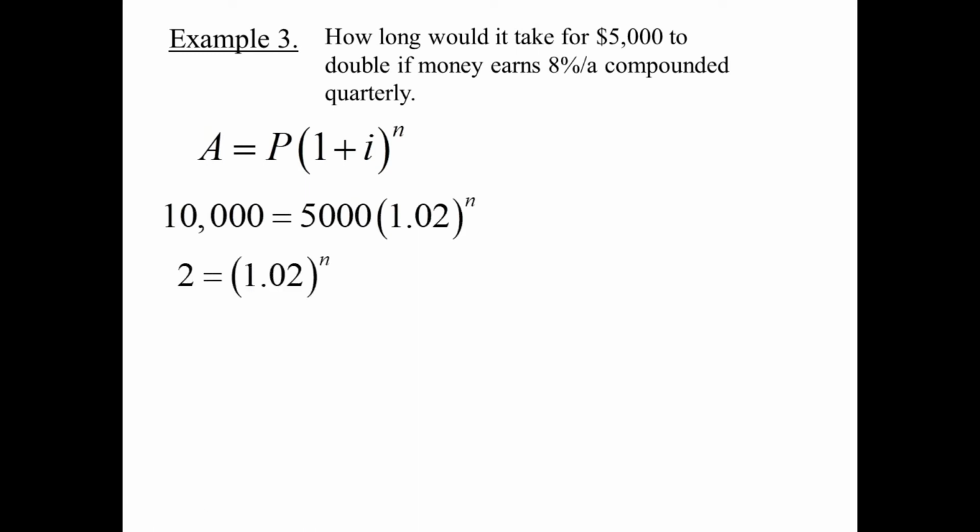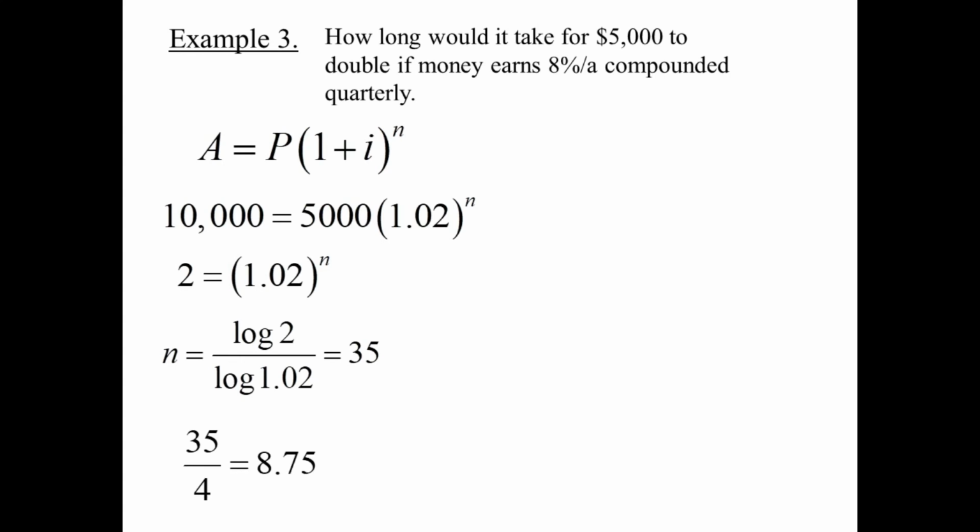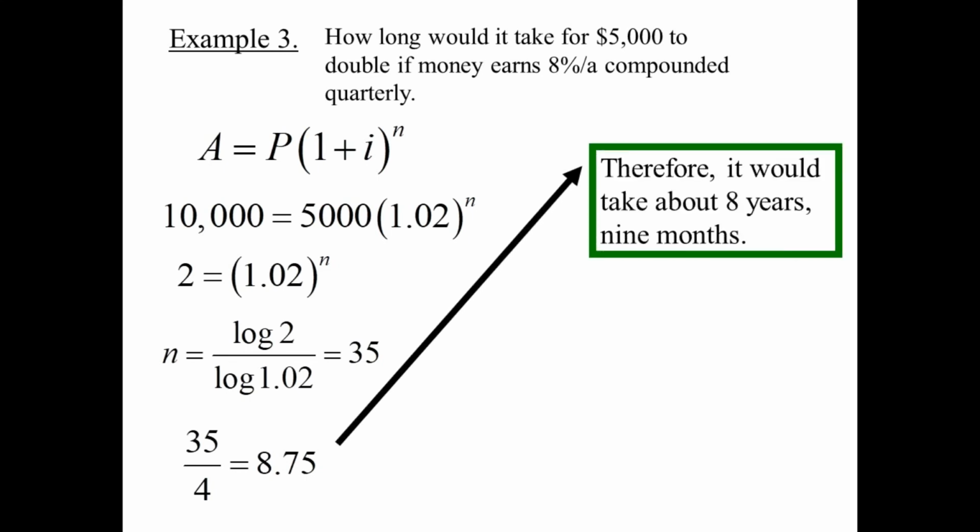Divide both sides by 5,000, and in this configuration, n equals log over log, which is 35. 35 quarters, 35 interest periods. To find out how many years, divide by 4, and we get 8.75. So 8 3/4 years.